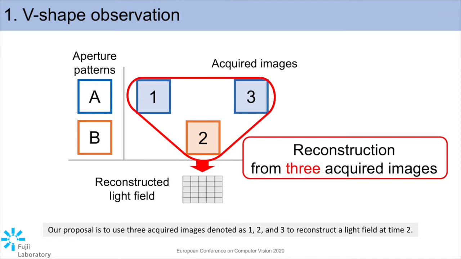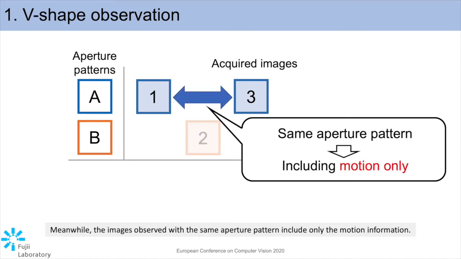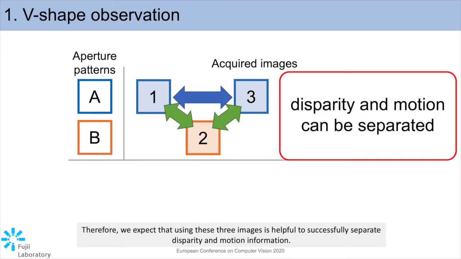Our proposal is to use 3 acquired images denoted as 1, 2, and 3 to reconstruct the light field at time 2. The images acquired with different aperture patterns include both disparity and motion information. Meanwhile, the images observed with the same aperture pattern include only the motion information.